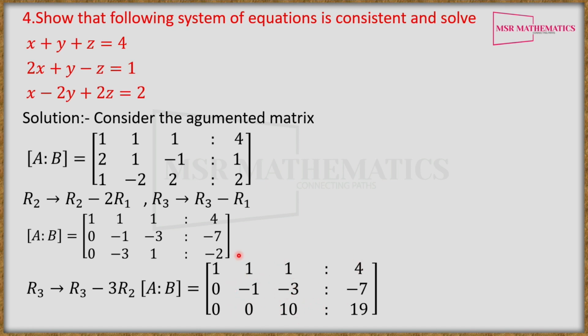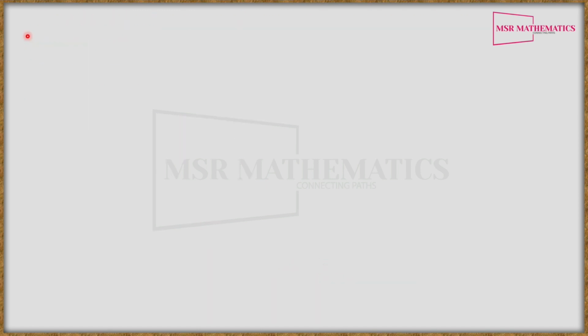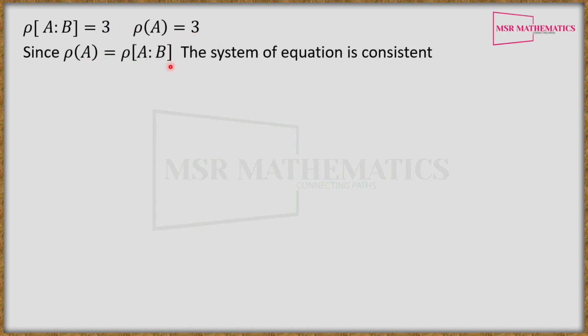Here we have observed that the rank of the matrix A is 3 because we have 3 non-zero rows. The rank of the matrix A|B is also 3 because here also there are 3 non-zero rows. Therefore, we can conclude that rank of A|B is 3 and rank of A is 3. Since rank of A is equal to rank of A|B, we can conclude that the system of equations is consistent. Also, we have to obtain a solution for the system of equations.